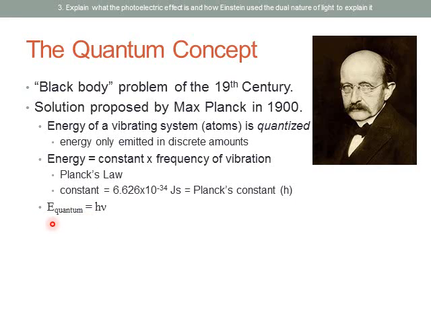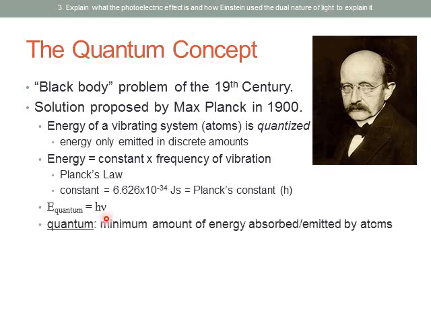So if we just plug this into this equation that we used earlier, we have the energy of a quantum. We'll explain what that quantum is here in just a second. The energy of a quantum is equal to h, which is Planck's constant, times nu, which from the previous video we know is frequency. So the energy of a quantum equals Planck's constant times the frequency of the vibration. And the quantum is simply the minimum amount of energy that can be absorbed or emitted by atoms.